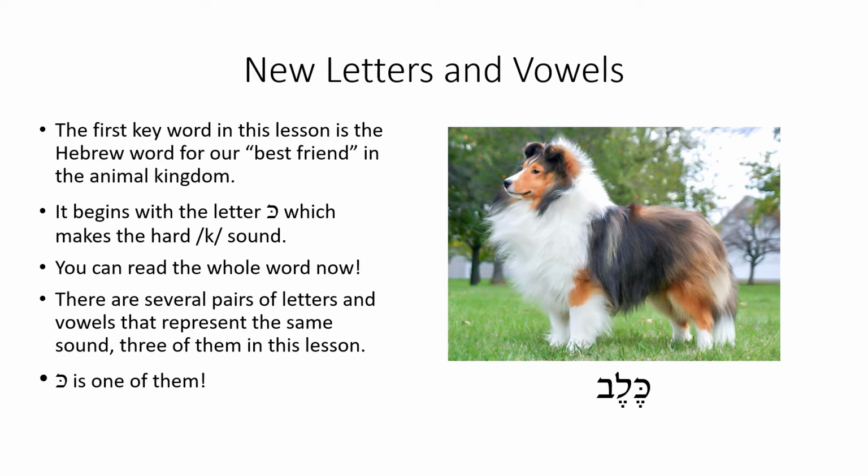A couple of things to note. There are a number of pairs of letters and vowel symbols that represent the same sound, even though there are different symbols for them. You're actually going to encounter 3 of those pairs in this lesson, and kaf is one member of the first of those 3 pairs.